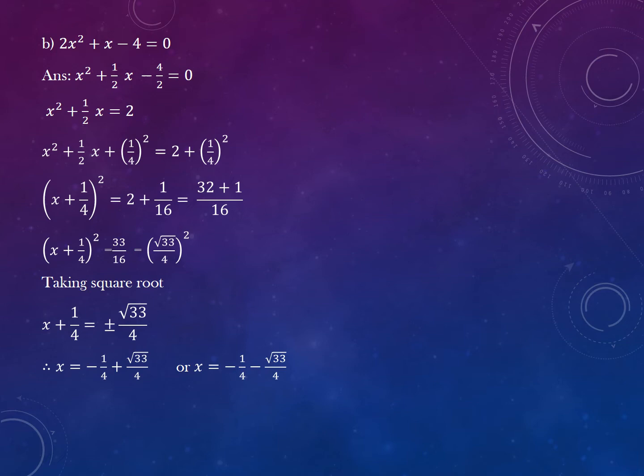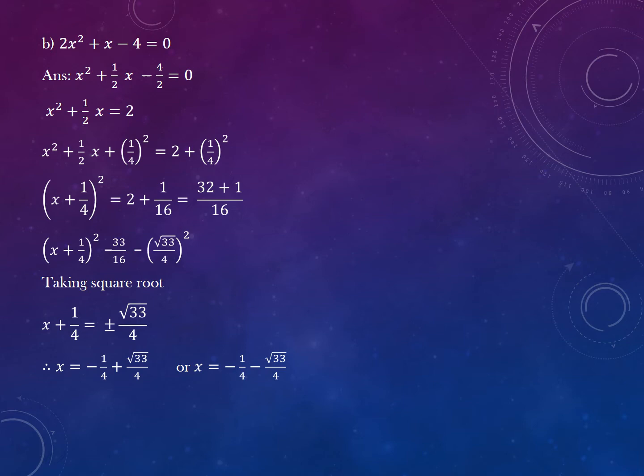We know the coefficient of x is 1 by 2. So half of 1 by 2 is 1 by 4. We need to square it and add it to both sides of the equation. So our equation is rearranged as x square plus 1 by 2x plus 1 by 4 whole square equal to 2 plus 1 by 4 whole square.